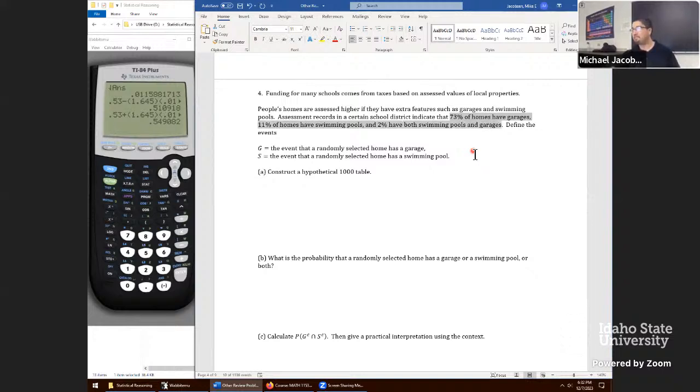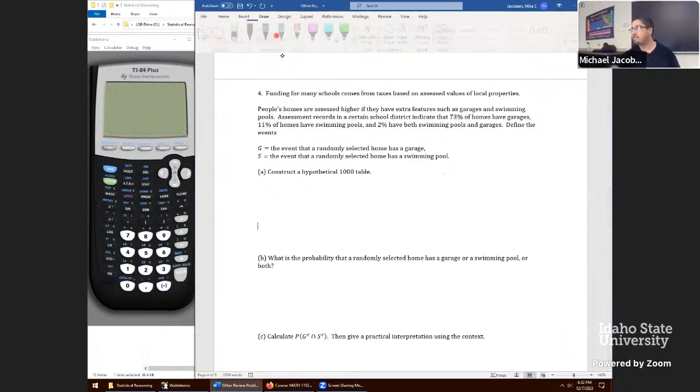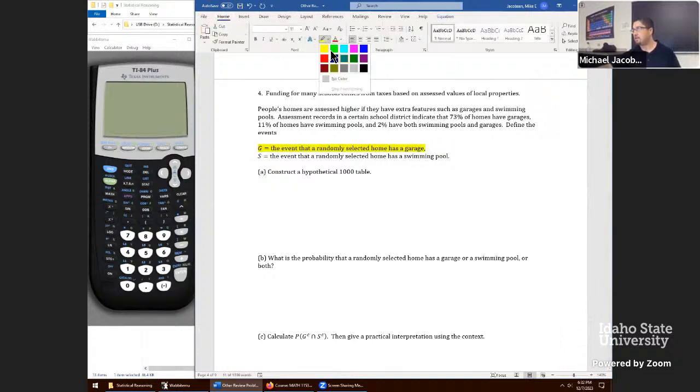So somehow, some way, this is the real deal. This kind of information does affect funding for public schools. Kind of weird, right? But that's how our system works, somehow, some way. We have two events defined. G is going to be the event that a randomly selected home has a garage. Let's go with green on that one. S is going to be the event that a randomly selected home has a swimming pool. That makes sense. S for swimming pool.